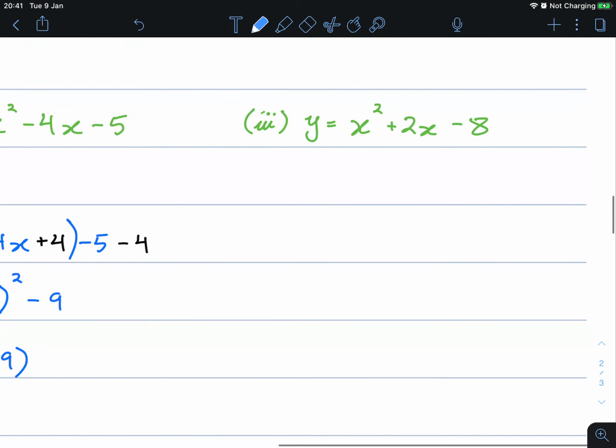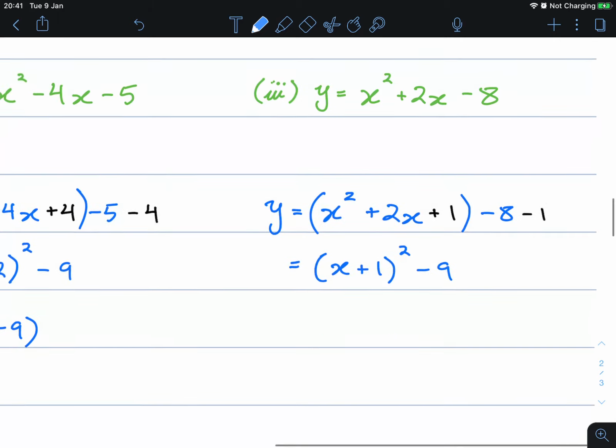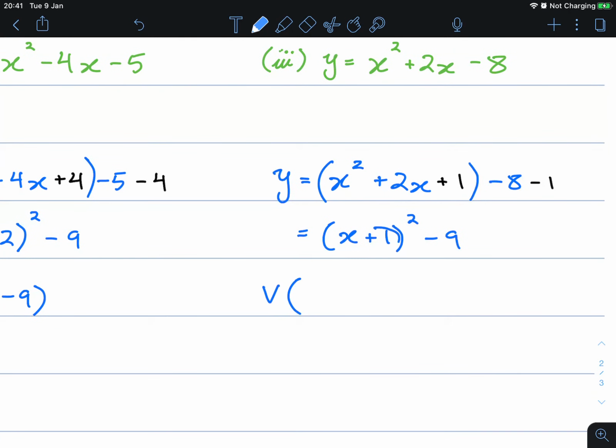Let's do this one more time. Take the function x squared plus 2x minus 8. We take half of this value of b and square it, so half of 2 is 1. 1 squared is 1, so we add 1 here, but we subtract 1 on the same side of the equation. This factors to become x plus 1 squared minus 9. This tells us the vertex is at negative 1, negative 9.